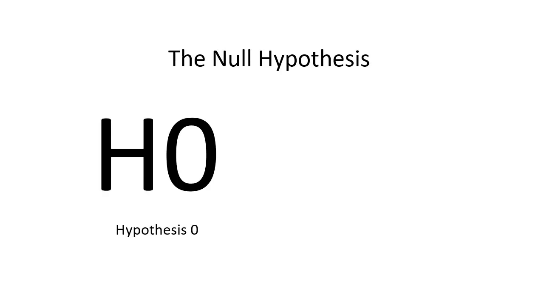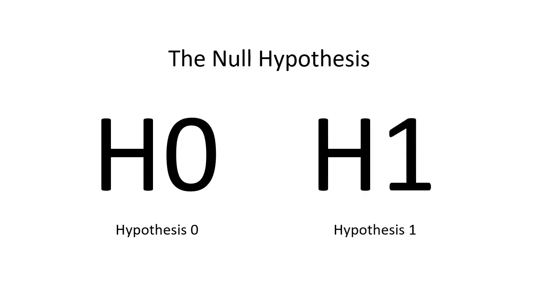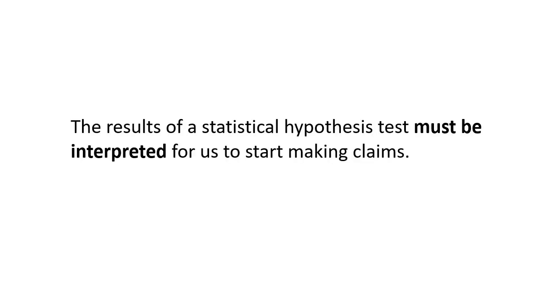The assumption of a statistical test is called a null hypothesis, or hypothesis zero, H0 for short. It is often called the default assumption, or the assumption that nothing has changed. A violation of the test assumption is often called the first hypothesis, or hypothesis 1, or H1 for short. The result of a statistical hypothesis test must be interpreted for us to start making claims.